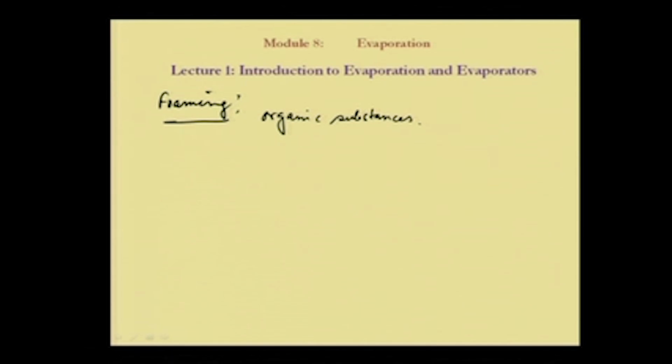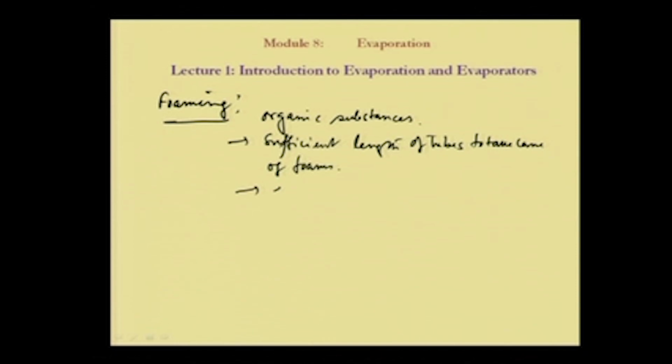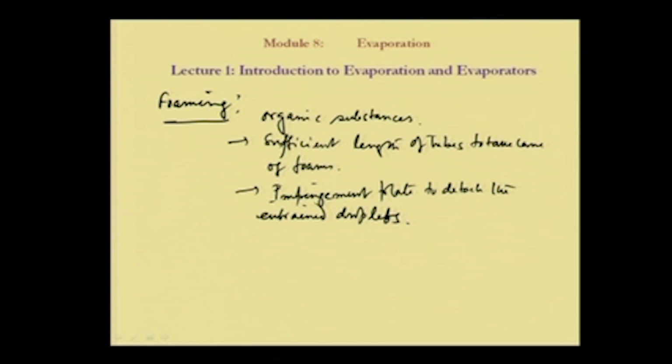So, we should see that sufficient length of the tube is there to take care of the foam, or also we have to see that there is an impingement plate, to detach the entrained droplets. So, these are important issues related to the evaporator.